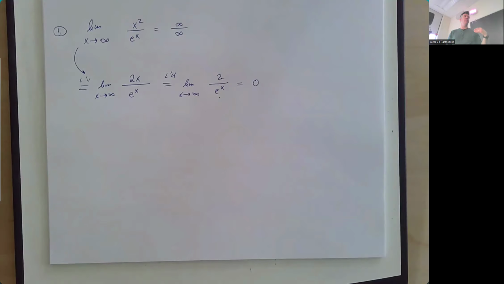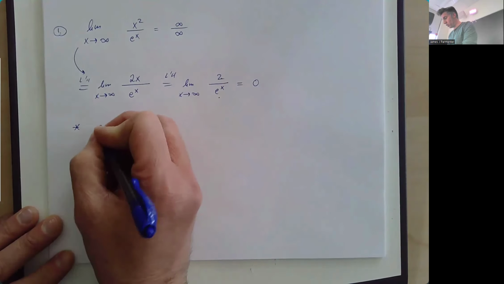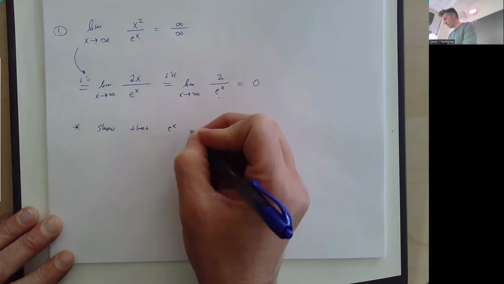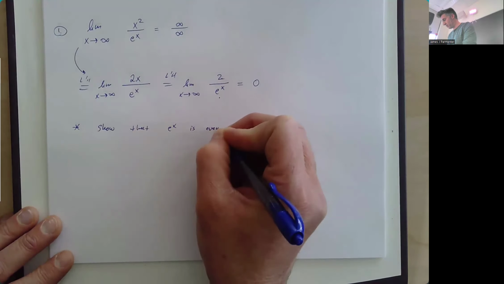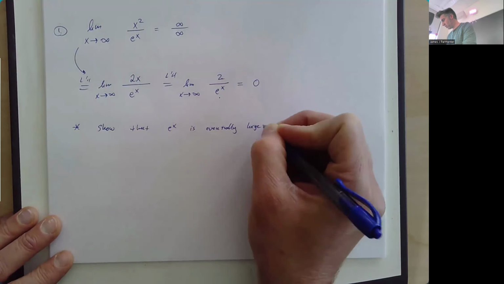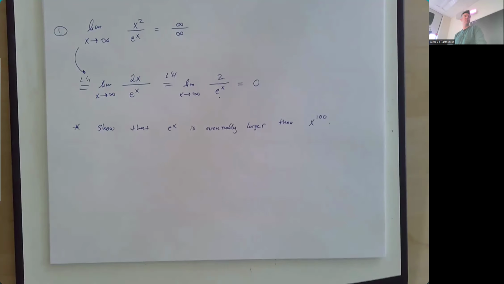And 2 divided by infinity is 0. I will point out that sometimes people ask you to do this kind of argument to prove that an exponential function is always eventually bigger than x to any power. So in a similar way, you could show that e to the x is eventually larger than, say, x to the 100th power, or 1000th power, or 1 billionth power. It doesn't matter what the power is.